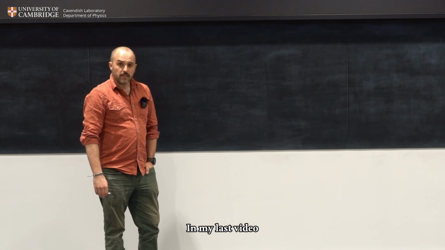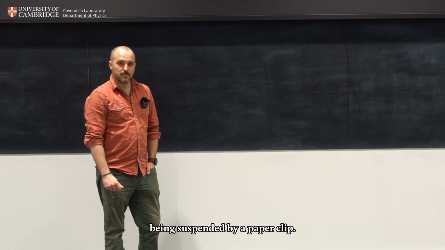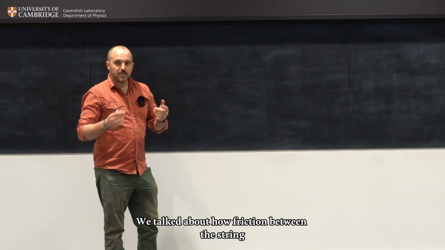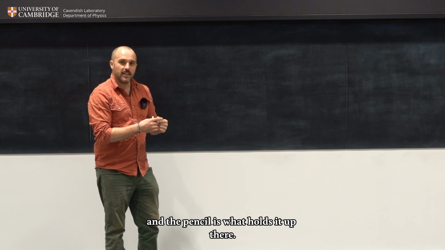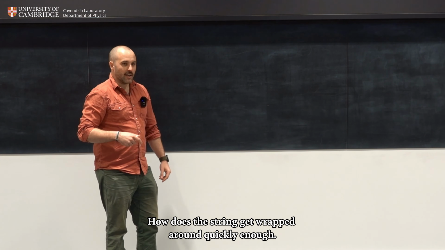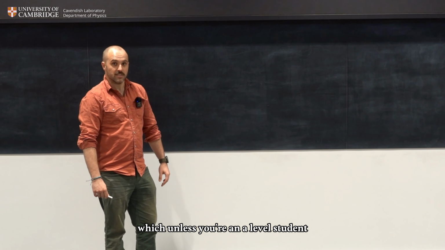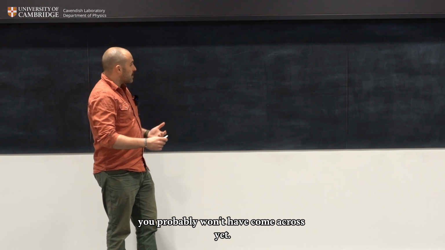Okay, so in my last video, hopefully you saw our 1920s magic trick, our wine glass on a string being suspended by a paper clip. Now in that we talked about how friction between the string and the pencil is what holds it up there. But how does the string get wrapped around quickly enough? Well, the answer to that lies in angular momentum, which, unless you're an A-level student in the last couple of months, you probably won't have come across yet.